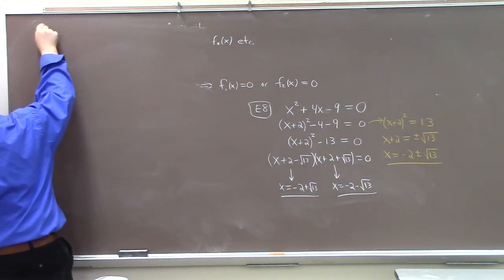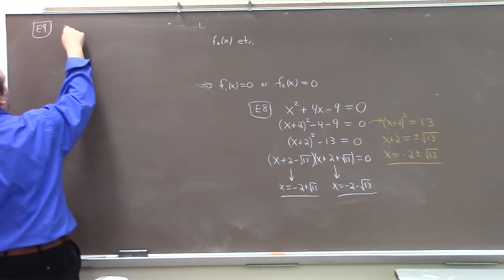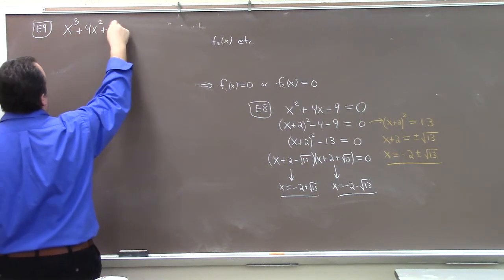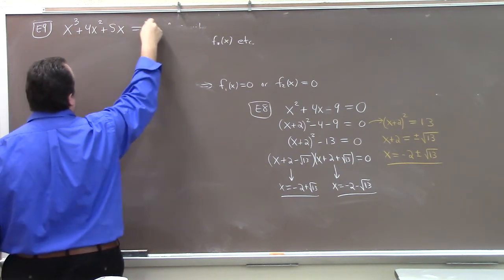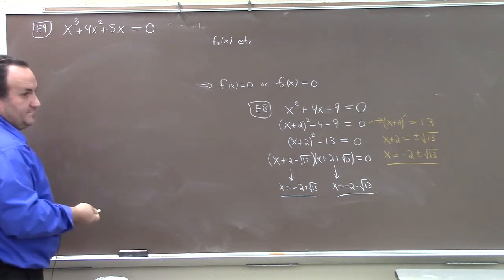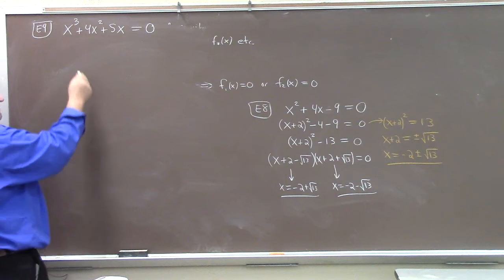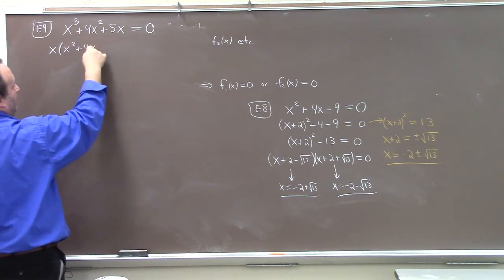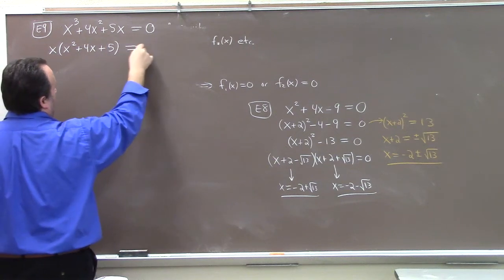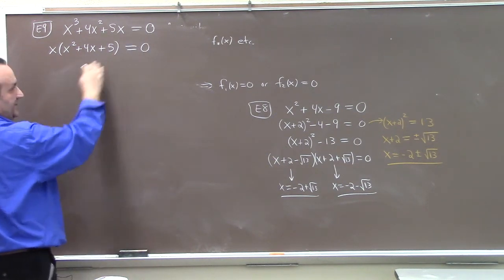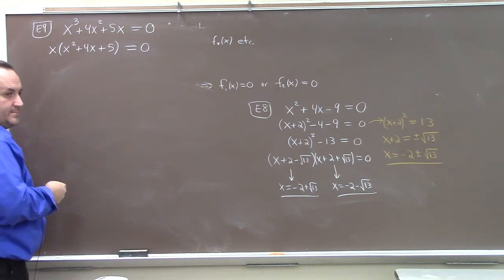Example 9. Suppose we have x cubed plus 4x squared plus 5x equals 0. Solve this equation, right? Solve it. Factor x out, right? Then the question is, can we factor this? How do you do it?